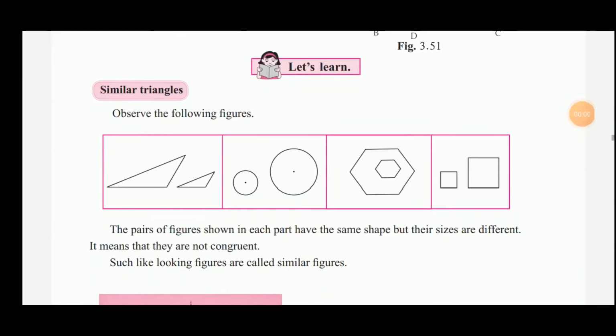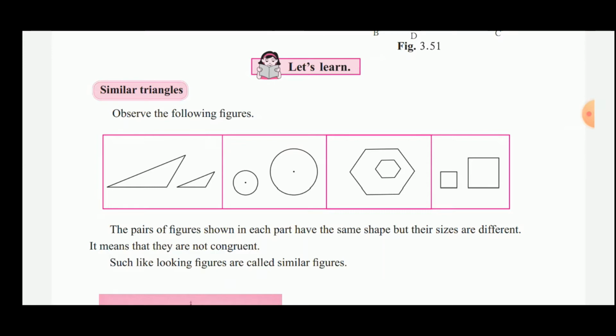Yes, next is similar triangles. Now see the pair of figures shown in each part. They have the same shape but their sizes are different. It means that they are not congruent. So such looking figures are called similar figures.